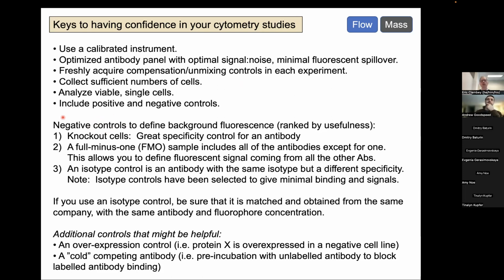And then there are a variety of negative controls you can include, such as knockout cells, a full minus one control or FMO. If you are going to use isotype controls, please be aware that isotype controls have been selected to give minimal binding signals. And so there are some extra considerations you should be aware of if you really are relying on isotype controls.